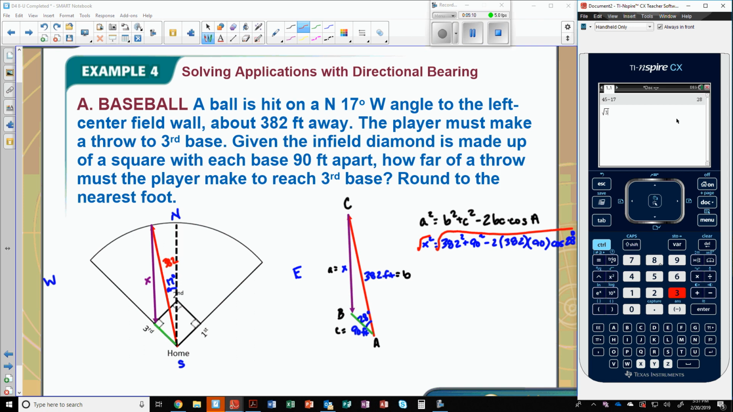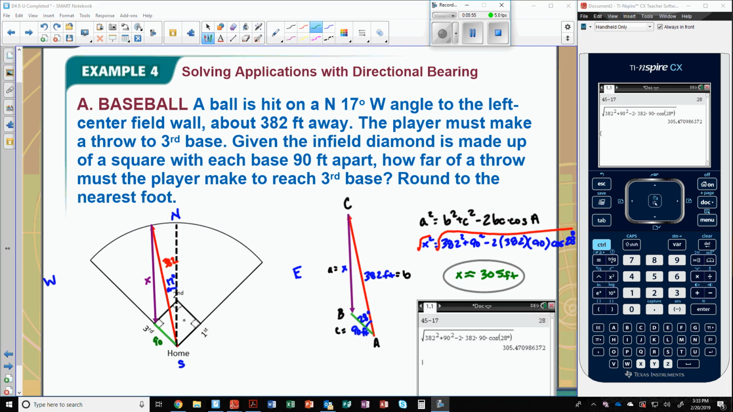So I'll have 382 squared plus 90 squared minus 2 times 382 times 90 times the cosine of 28 degrees. And this tells me my throw has got to be 305.4 feet. And it says round to the nearest foot, so I'll say that x is approximately, this throw is approximately 305 feet. And this here would be your answer.